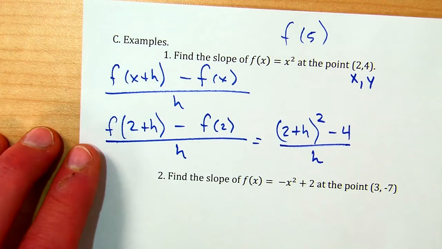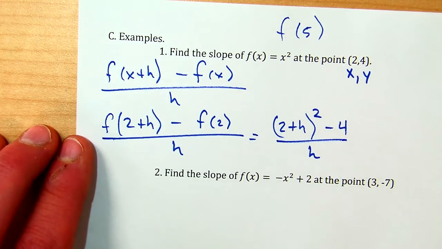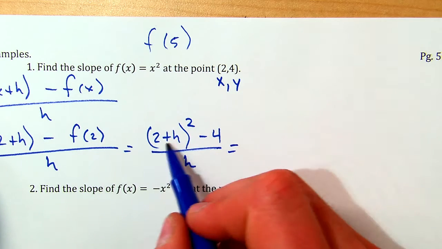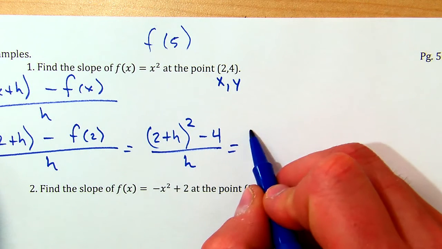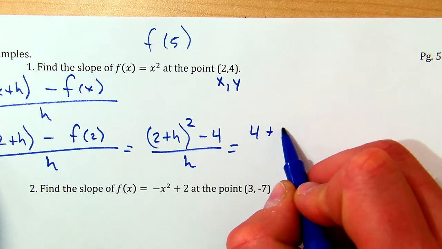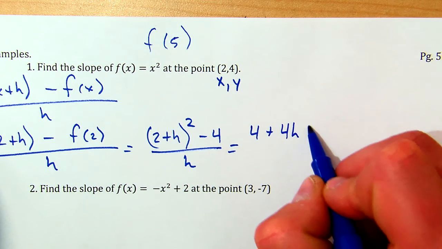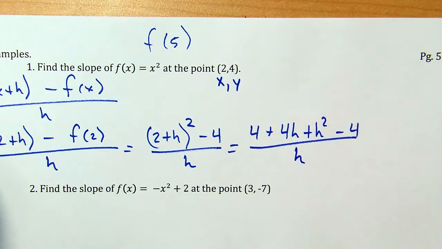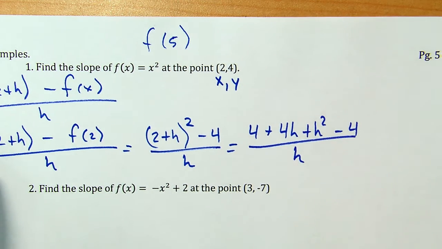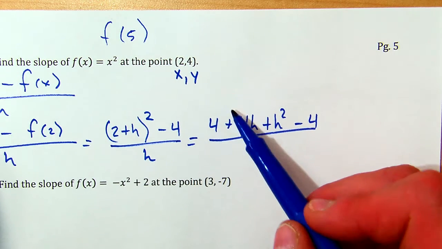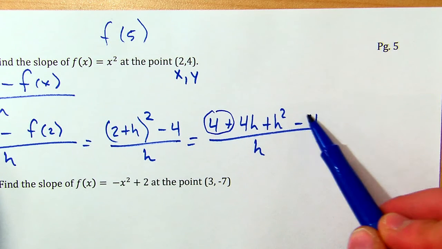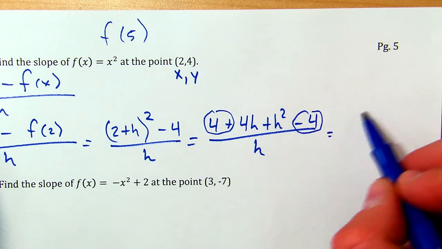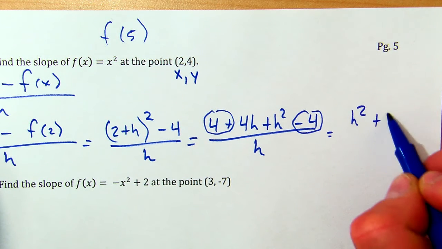Well, I still can't plug in 0 into my denominator, so I need to simplify a little bit more. So I'm going to FOIL on top. When I rewrite this as FOIL, it's going to be 4 plus 4h plus h squared minus 4, all over h. I'm going to circle the parts that cancel out. Here's a positive 4, here's a negative 4, so those are gone. In the numerator, I'm just going to rewrite it. We have h squared plus 4h over h.